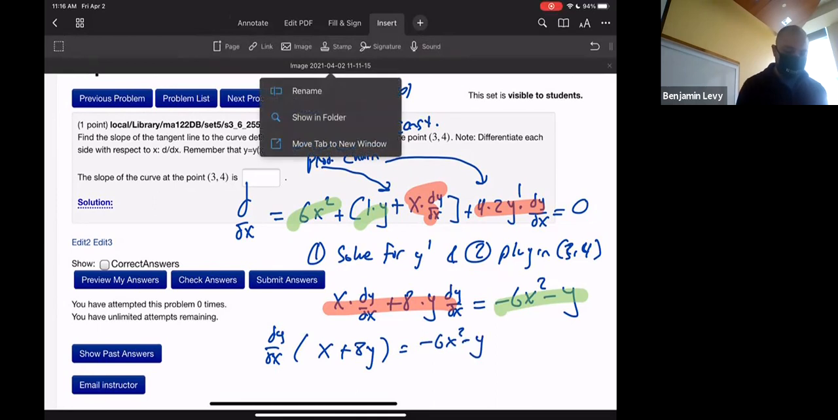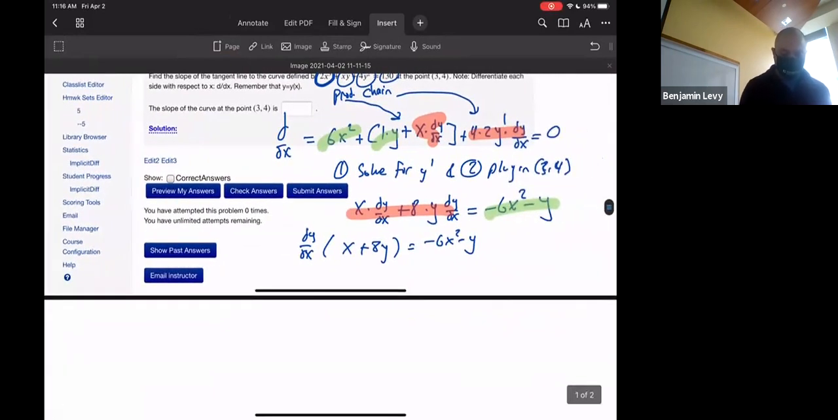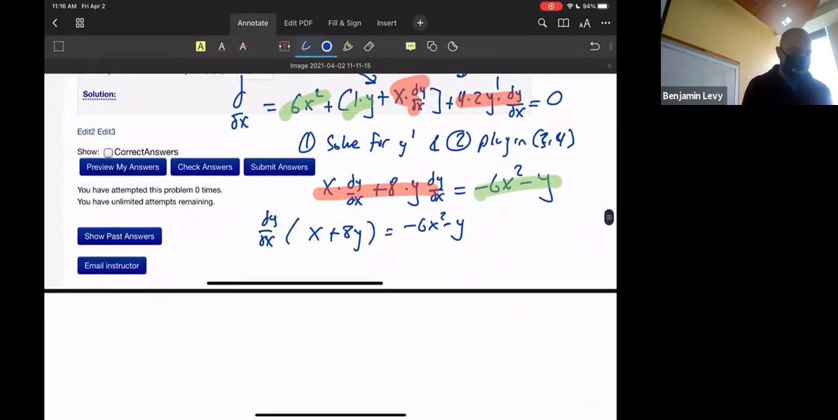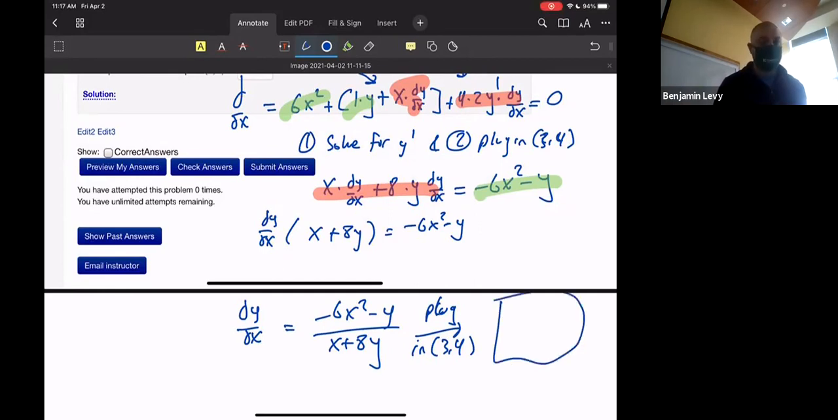Let's throw another page on here. Right, we want to get y prime by itself, and we've just about done it. You just divide that stuff over to the other side. And then we just plug the point in to get the answer. I'll let you finish that, but that's the last step. Because when you plug in 3, 4, you'll get the derivative of y with respect to x, so y prime of x, at the point 3, 4. So that'll be the slope of the tangent line, so that'll be your final answer here.